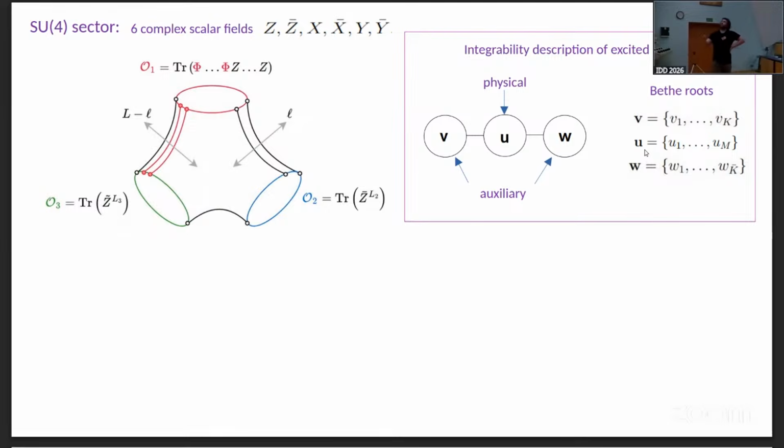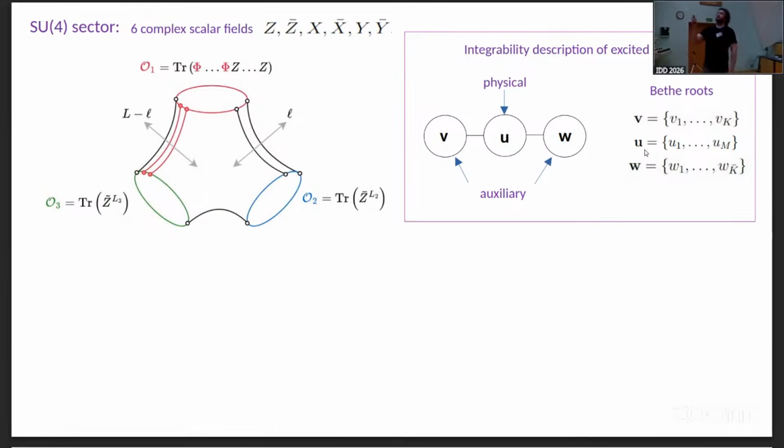So we have this excited state and these 2 protected operators. In integrability, excited states are parameterized by some Bethe roots. In the SU(4) sector, you have 3 flavors of Bethe roots. You have a U, which is so-called momentum carrying, and then you have 2 auxiliary families of roots, V and W. These V, U, and W are associated to the 3 nodes of the SU(4) Dynkin diagram.